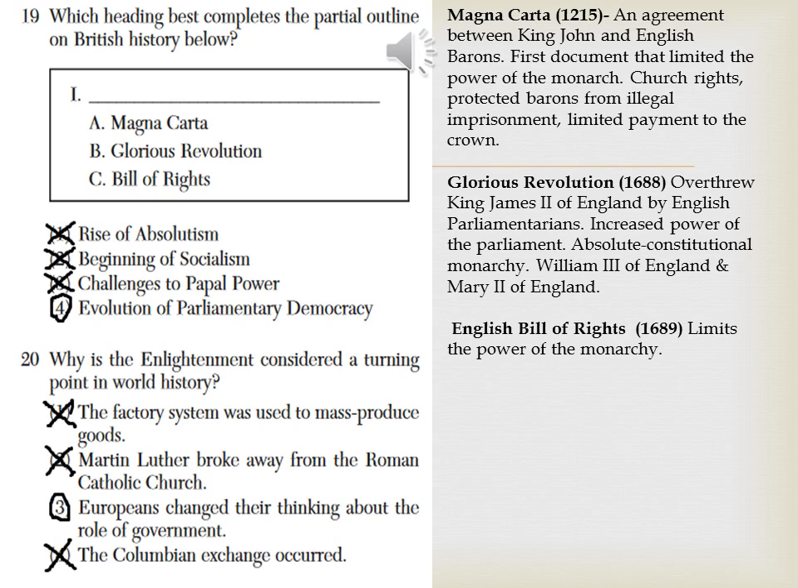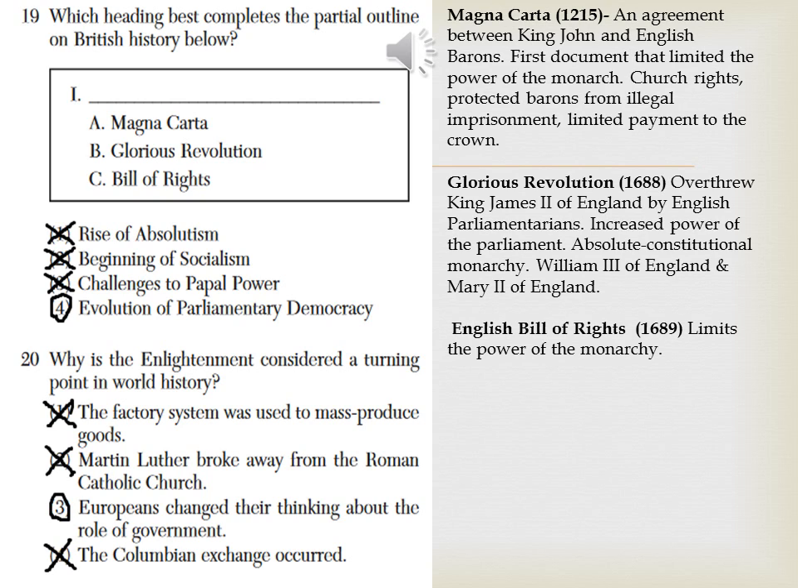Now, when you're going to study U.S. history, you're going to learn that the colonists, when they had their revolution, argued that their rights were violated under the English Bill of Rights, but we're talking about global history here. So, it's the English Bill of Rights, 1689.